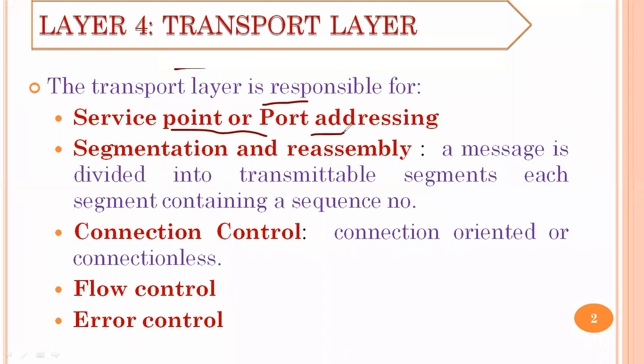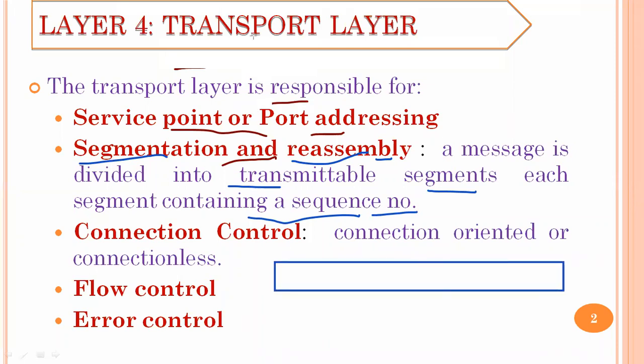Then segmentation and reassembly is there. During the sending part, the data will be segmented, and at the receiver's part, it will be reassembled as per the sequence numbers assigned by the layers. A message is divided into transmittable segments, each segment containing a sequence number. So suppose this is the data, and it is divided into 6 packets. A sequence number is allocated to them, like 1, 2, 3, 4, 5 and 6.